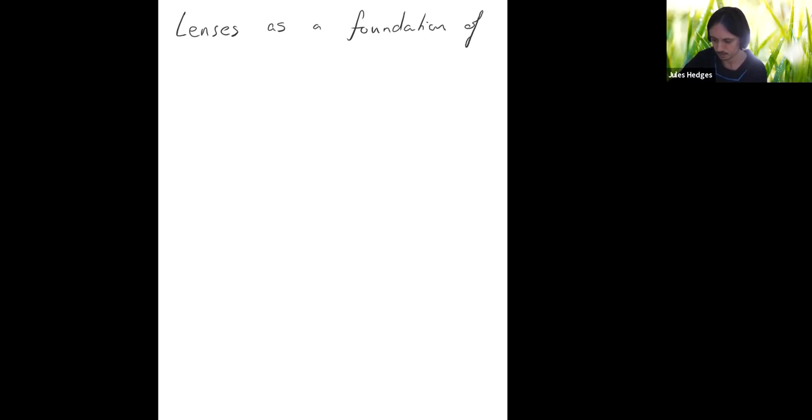So a lens, I guess the title of this seminar is something like lenses as a foundation of cybernetics. Let's write that down. Everyone can see this, right? Okay.